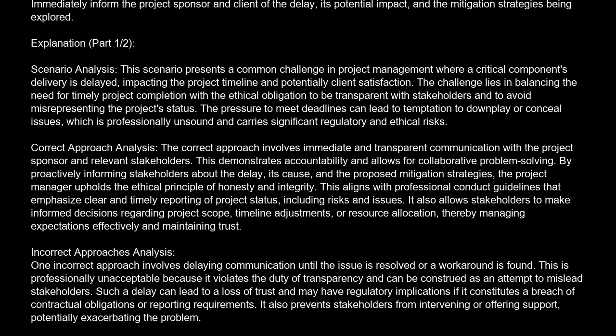Incorrect approaches analysis. One incorrect approach involves delaying communication until the issue is resolved or a workaround is found. This is professionally unacceptable because it violates the duty of transparency and can be construed as an attempt to mislead stakeholders. Such a delay can lead to a loss of trust and may have regulatory implications if it constitutes a breach of contractual obligations or reporting requirements. It also prevents stakeholders from intervening or offering support, potentially exacerbating the problem.